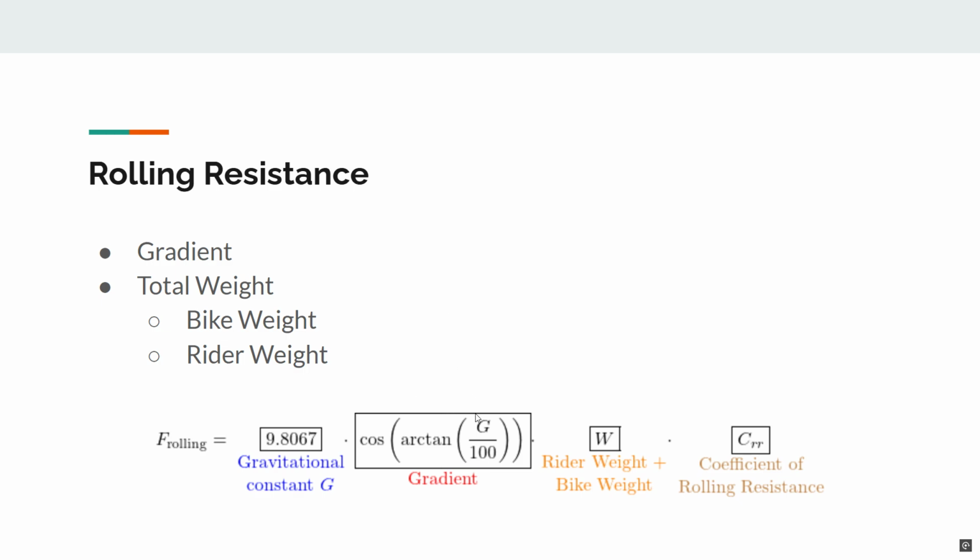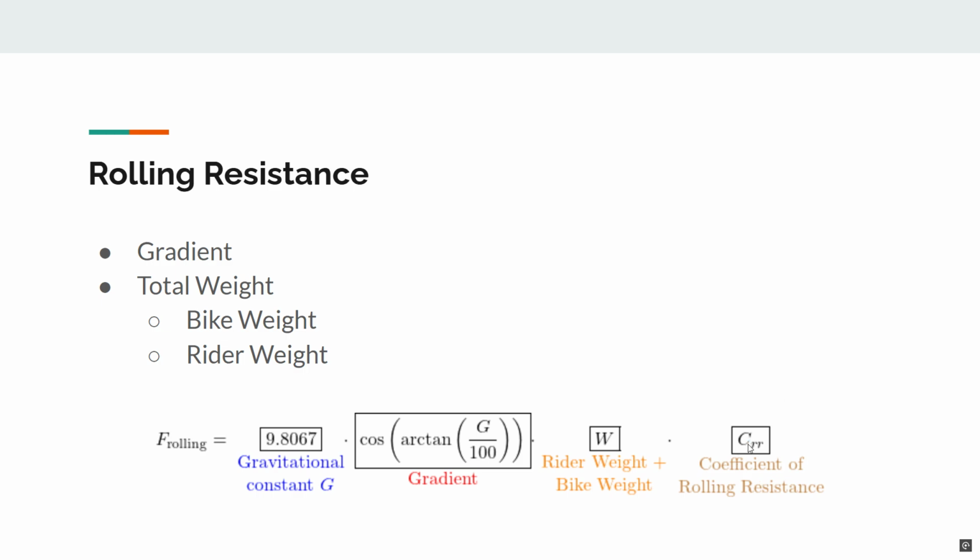So if the gradient in this case is 0, all this part will be 1. But if the gradient is below 0 or bigger than 0, this part will be less than 1. So it will just consider the horizontal movement. The third term is W again, that is the rider weight plus the bike weight. And then we have a fourth term, in this case the coefficient of rolling resistance.